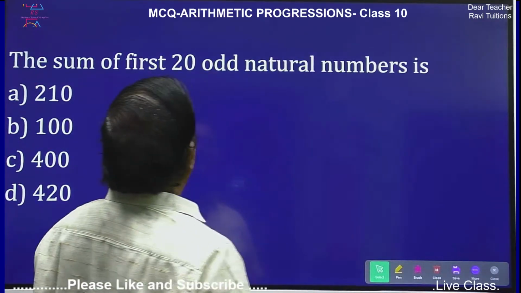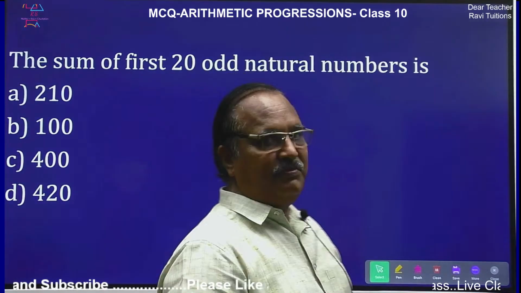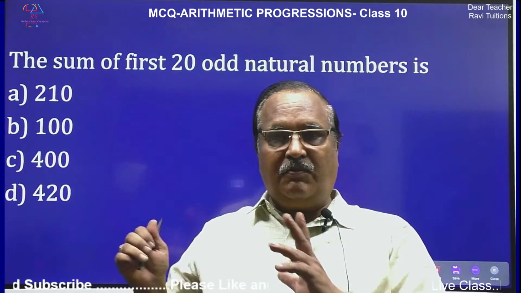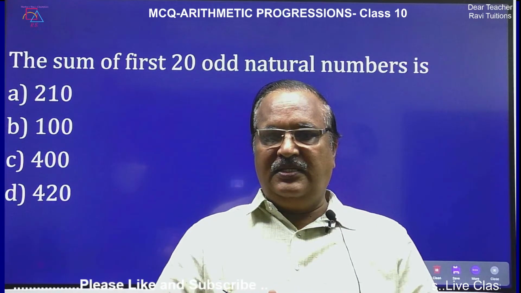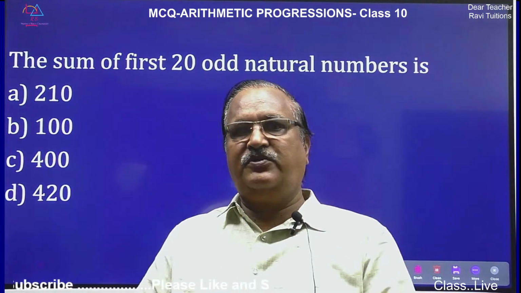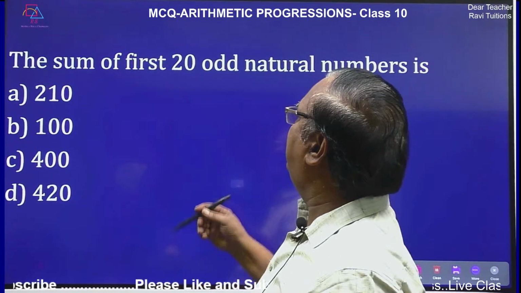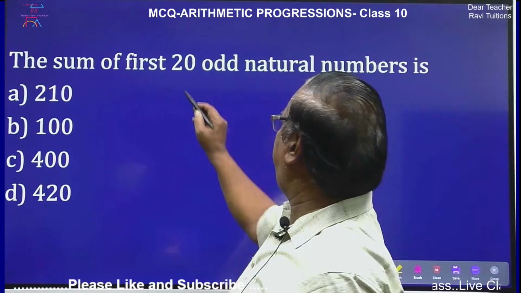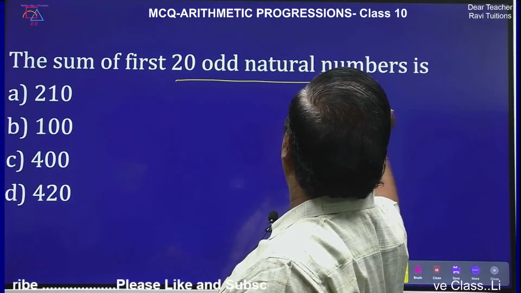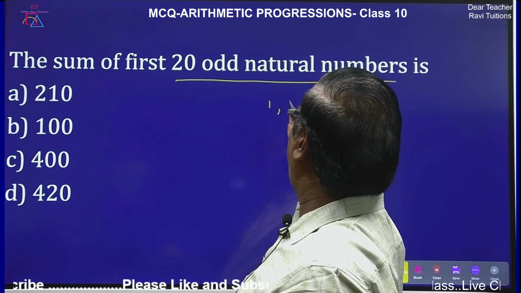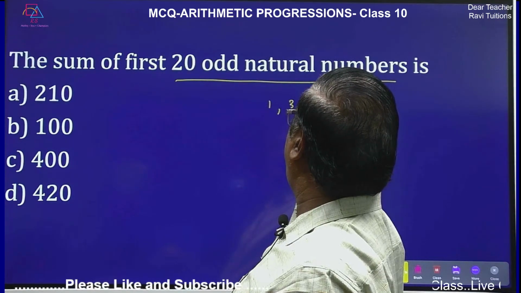The sum of first 20 odd natural numbers. This is a very quite common question. This question may come even in the 2 marks question also, right? If you are lucky, maybe 4 marks question also. First 20 odd natural numbers means 1, 3, 5 and so on.